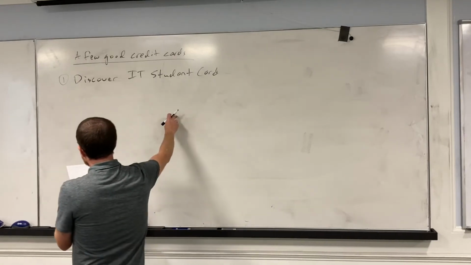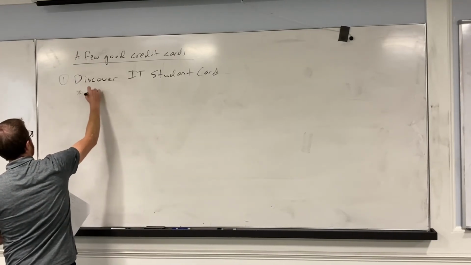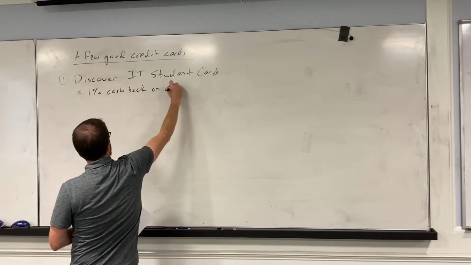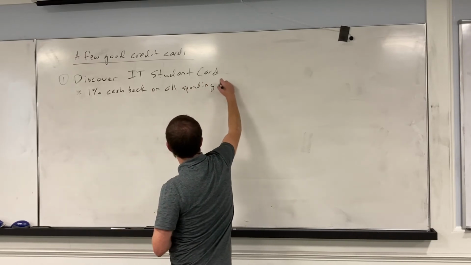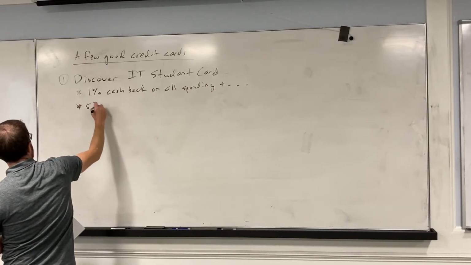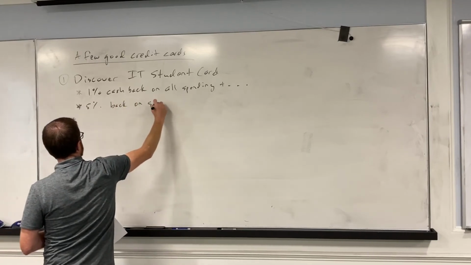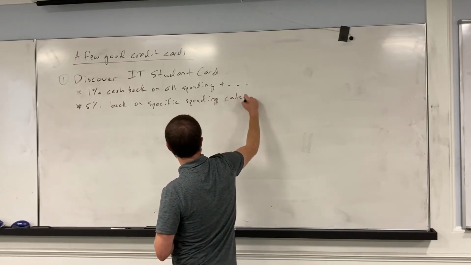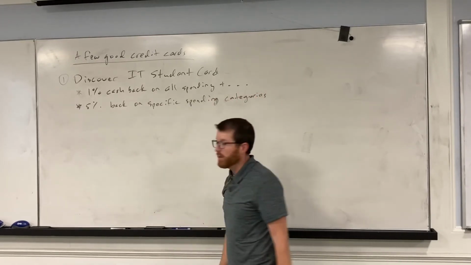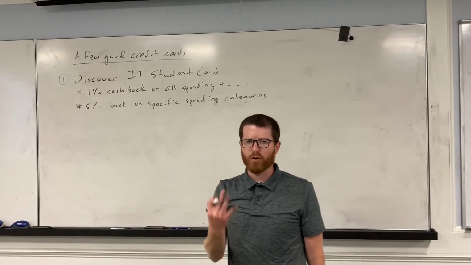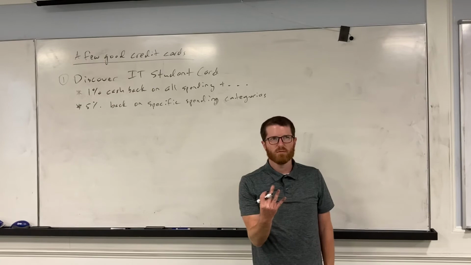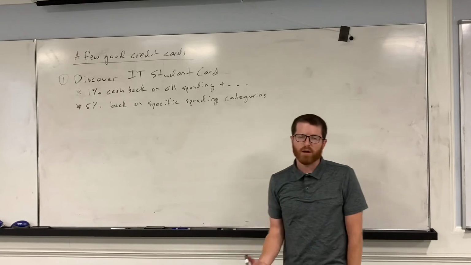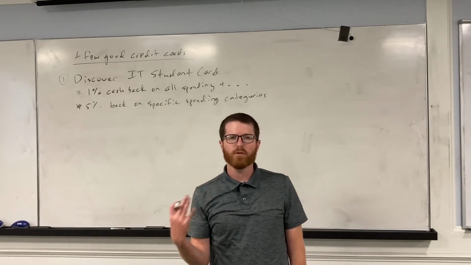So this Discover It Student Cashback Card offers 1% cashback on all spending, plus 5% back on specific spending categories. I have the non-student version of this card, and it's really nice because, for example, in the third quarter of every year, so that's like what? I guess in July, August, and September, I think. So July, August, and September, they give you 5% back on restaurants. I tend to spend a lot at restaurants, so I'm just getting a 5% savings.